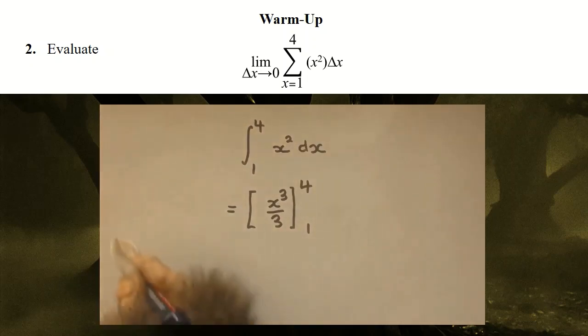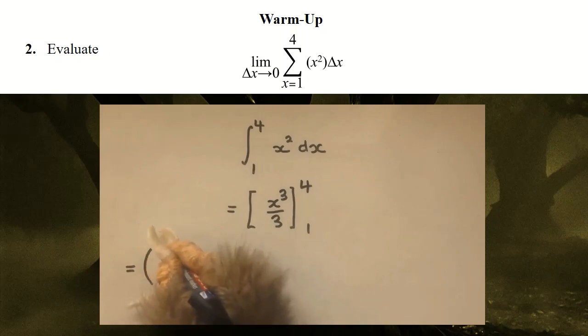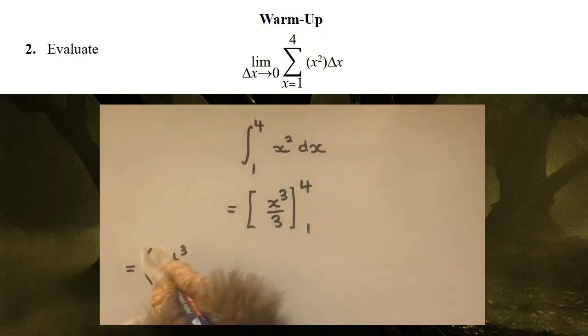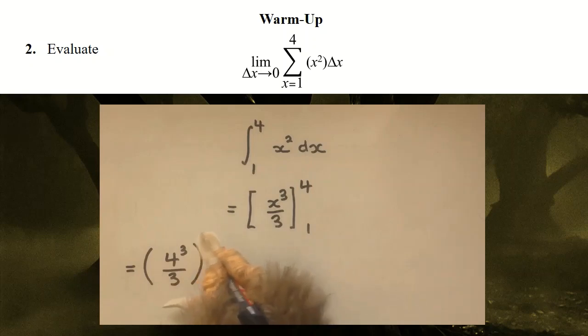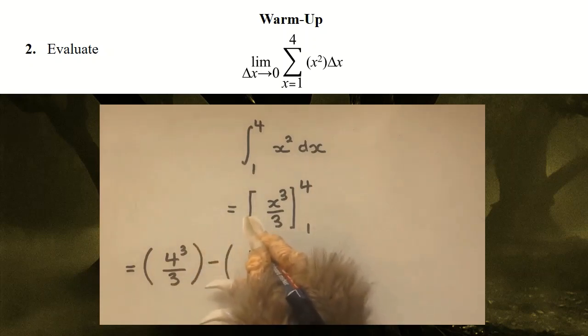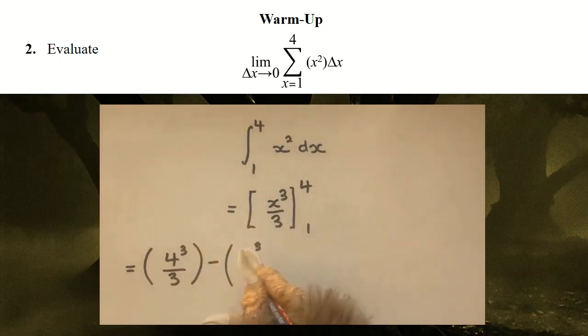Let's give myself a bit more room here. Let's use the curved brackets now. So we're going to have 4 cubed over 3, subtract 1 cubed over 3.